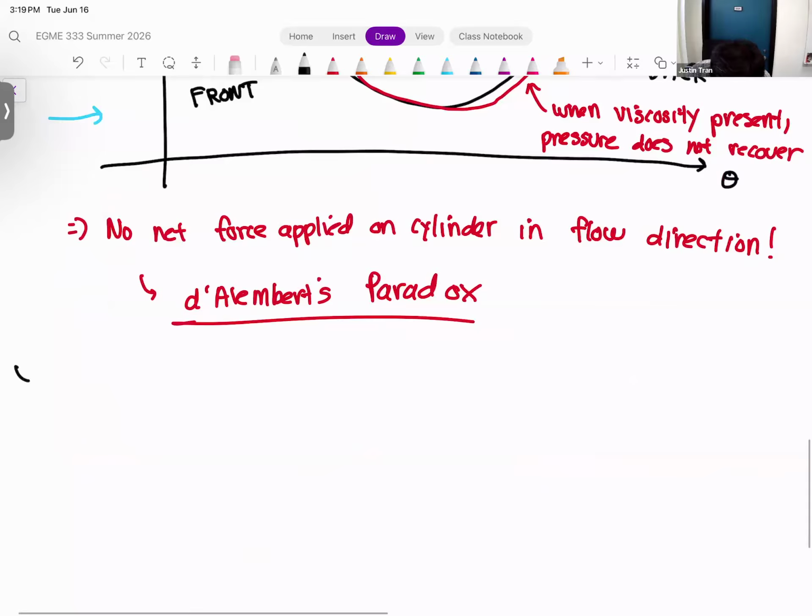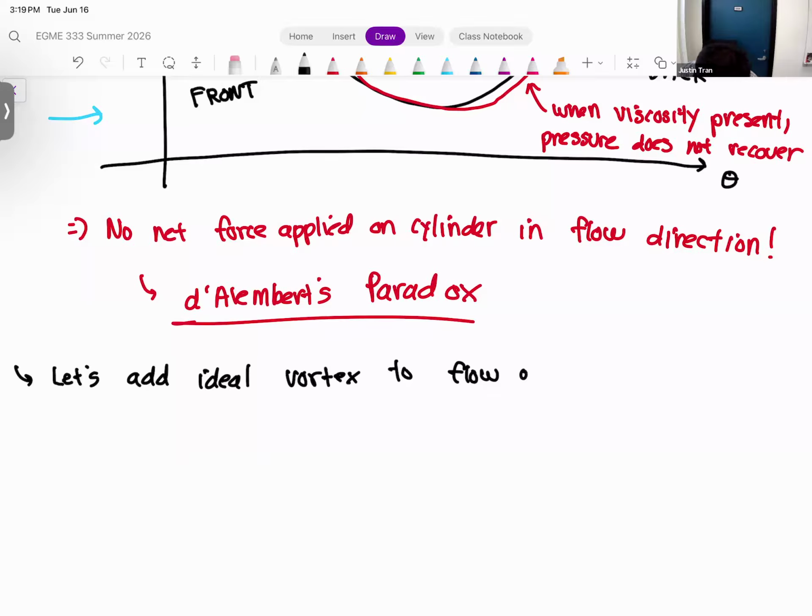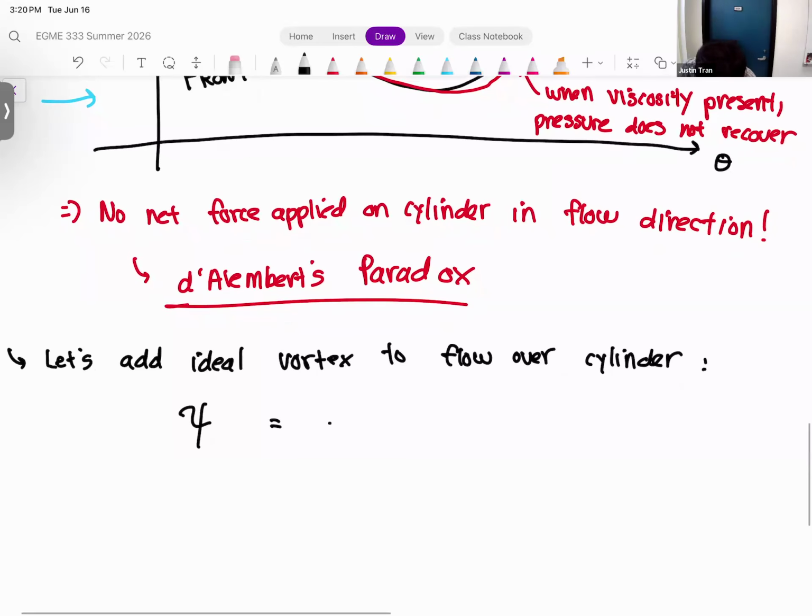Now let's take our flow over a cylinder and add another potential flow to it, and we can do that easily. If we just take our stream function for flow over a cylinder and add an ideal vortex to that flow, we get a new stream function, which is the combination of the stream function for the cylinder, which is what we went over last time, plus the stream function for the vortex, which we went over last time as well. Remember, when you have these stream functions, you can create any combination just by simply adding them together.